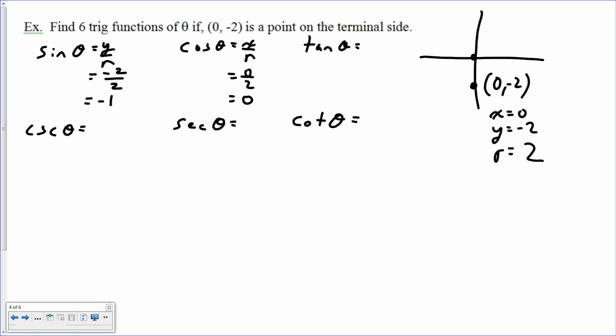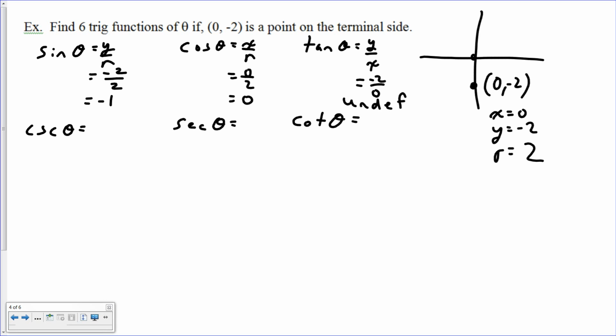Let's take a look at tangent theta. Tangent theta is y over x, which equals negative 2 over 0, which means it's undefined. Undefined is a term. It's not a number. It's not equal to it. It's just that the tangent of theta is undefined.